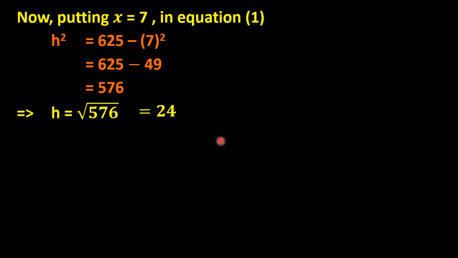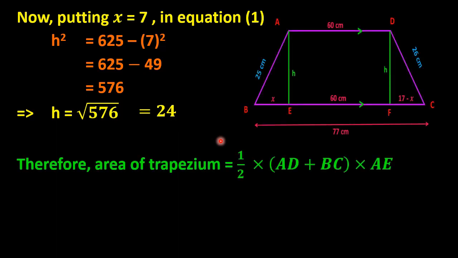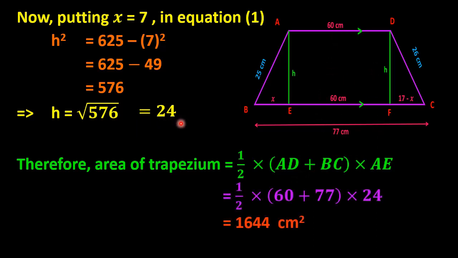After finding the value for height, now we can find the area of trapezium. So area of trapezium is given by the formula half into sum of parallel sides into height. So our AD is 60 centimeter, BC is 77 centimeter, and h is the height, which is 24 centimeter. So after replacing the value and after simplification, we have got the area of trapezium, which is 1644 centimeter square.